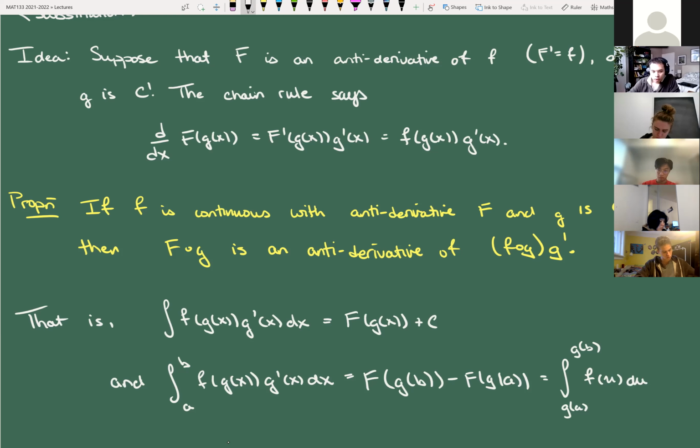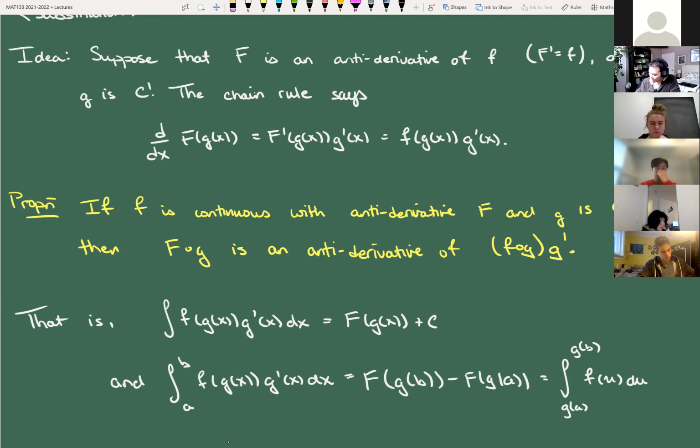Right? So I've rewritten capital F evaluated at g of b minus capital F evaluated at g of a as this integral on the right-hand side. And really, this line tells us what we're trying to do. We've got this integral on the left-hand side, and what we want to do is somehow transform it into the integral on the right side. Because if we can transform it, and then find an antiderivative for little f, then we can evaluate it much, much easier.